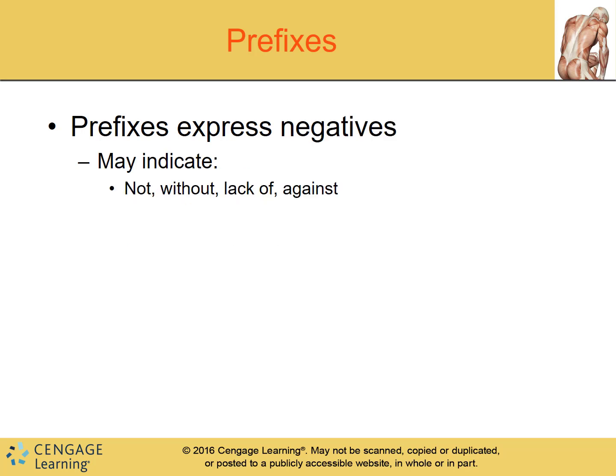Prefixes also express negatives: not, without, lack of, against. One to make sure you know the difference is con and contra. Con is with. Think of a conjoined twin, right? Contra is against, like contraindicated, right? It's against what it was doing.